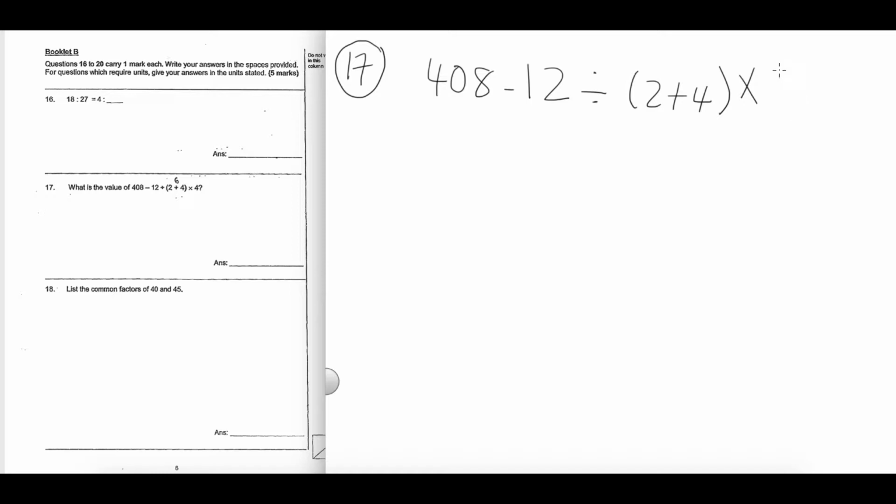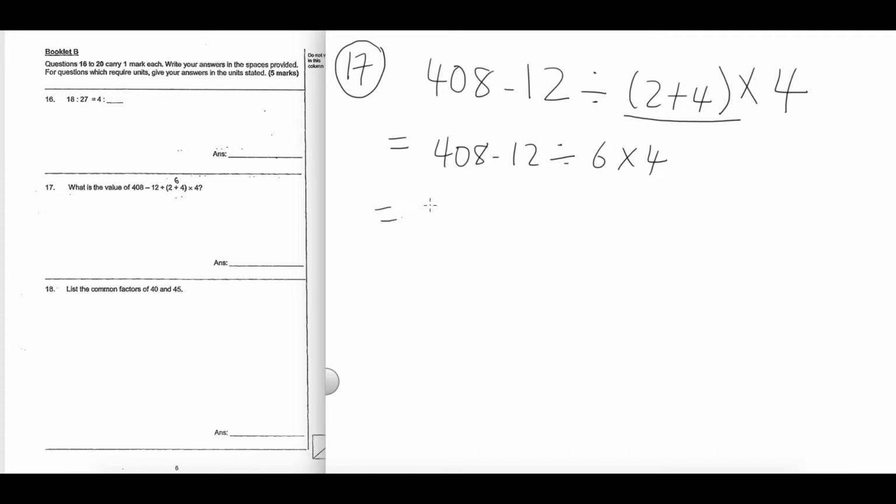Moving on. Question 17. What is the value of 408 minus 12 divided by (2 plus 4) times 4? Brackets always come first, okay? Order of operations. So I'm going to underline what I'm doing, so I don't mix up. 2 plus 4 is 6, so 6 times 4.